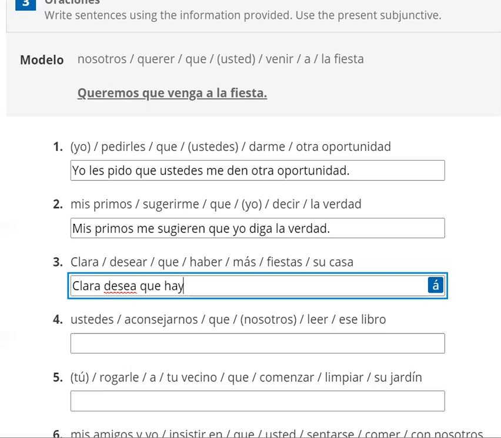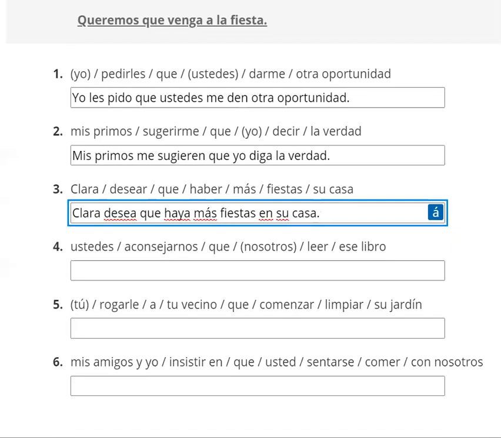So we're only worried about the equivalent of hay in the subjunctive. We're not worrying about the yo form, the tú form right now, but what's the equivalent here of hay? It's actually pretty simple. It's just add the a to it. Haya más fiestas. And then probably we'd have to add the en here, en su casa, at her house. Going to say more parties her house. So, Clara desea que haya más fiestas en su casa.